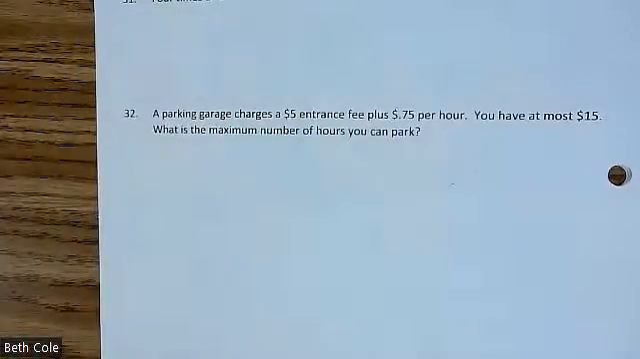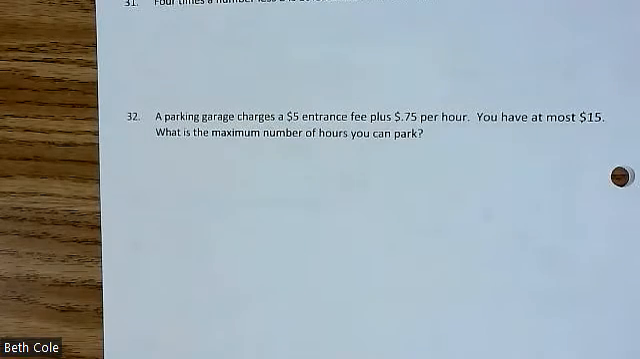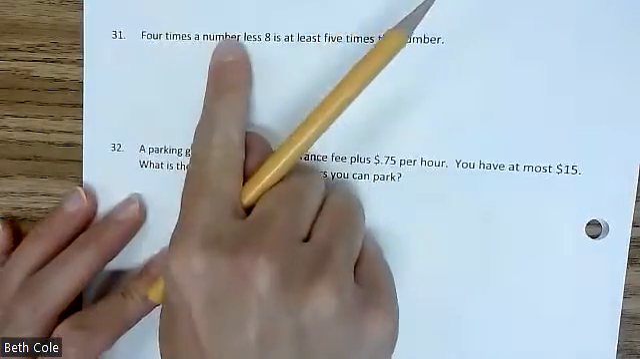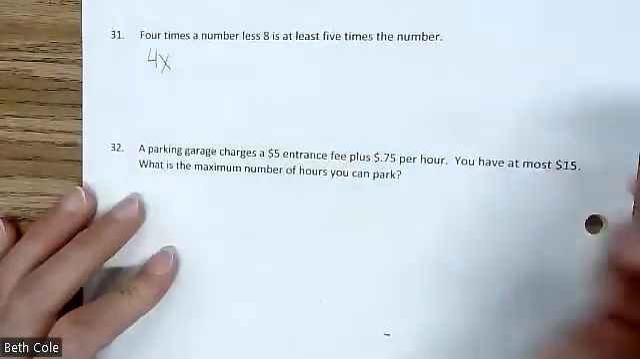167 million. All right, this is the last page. I see a lot of words. Do you want to maybe pick one of these? 31. Let's do 31. Close to 4 times the number, so that would just be 4x.